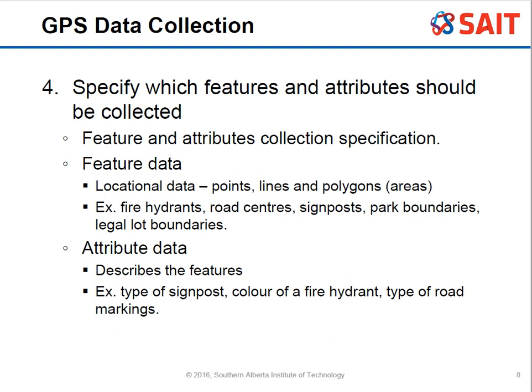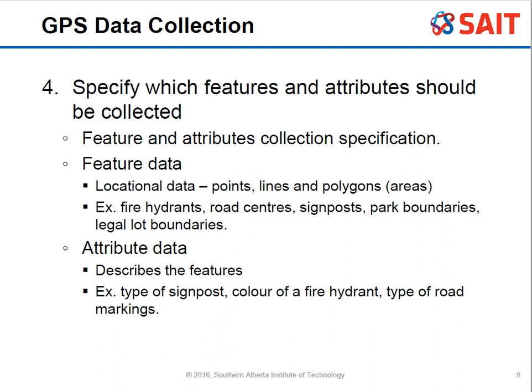So for example, the feature data is your locational data and the type of data it is, like points, lines, and polygons. A good example is fire hydrants, road centers, signposts, park boundaries, legal lot boundaries, tree locations, stuff like that. Then you also want to know which attribute data you want to collect, and that is what is the feature and describe it.